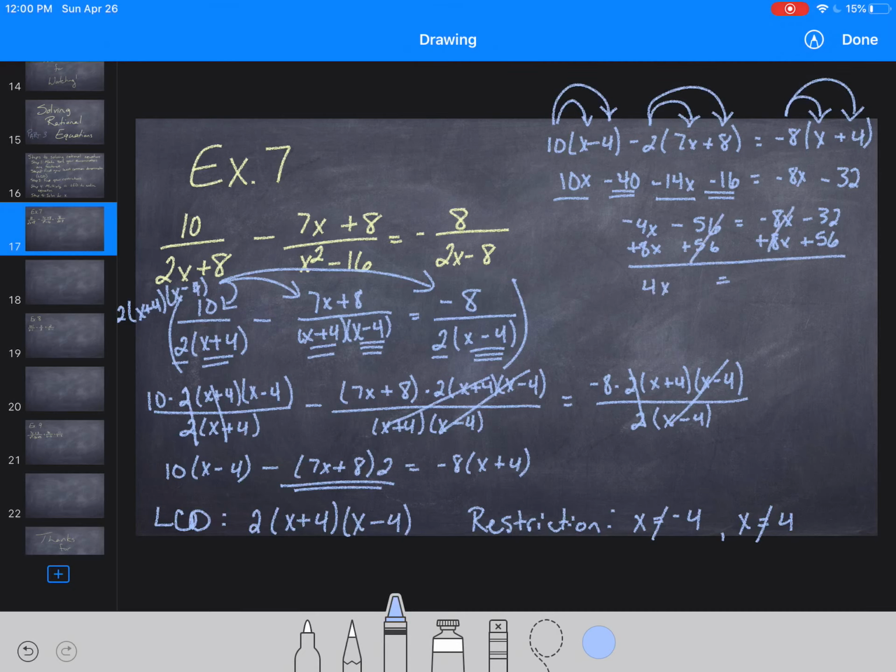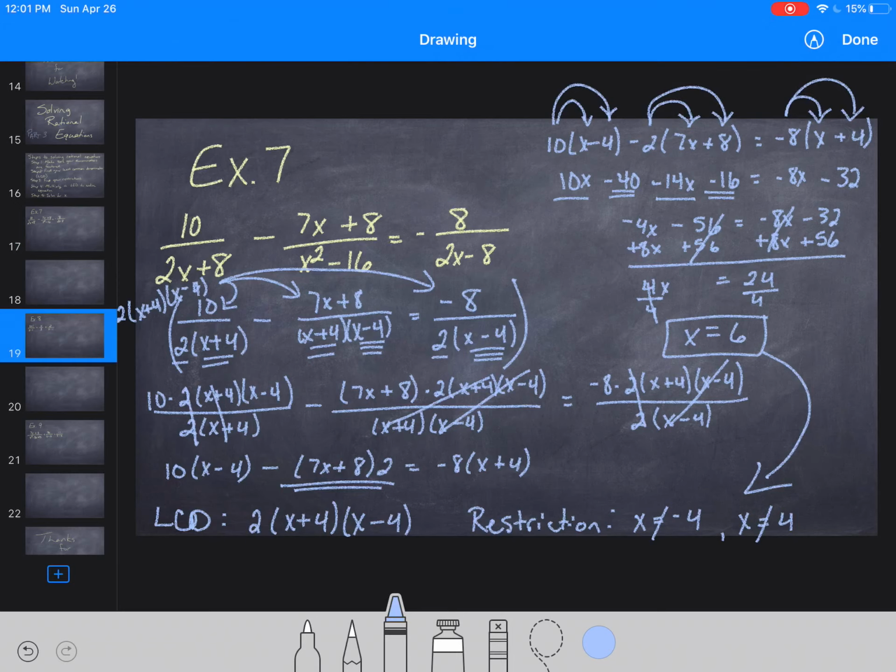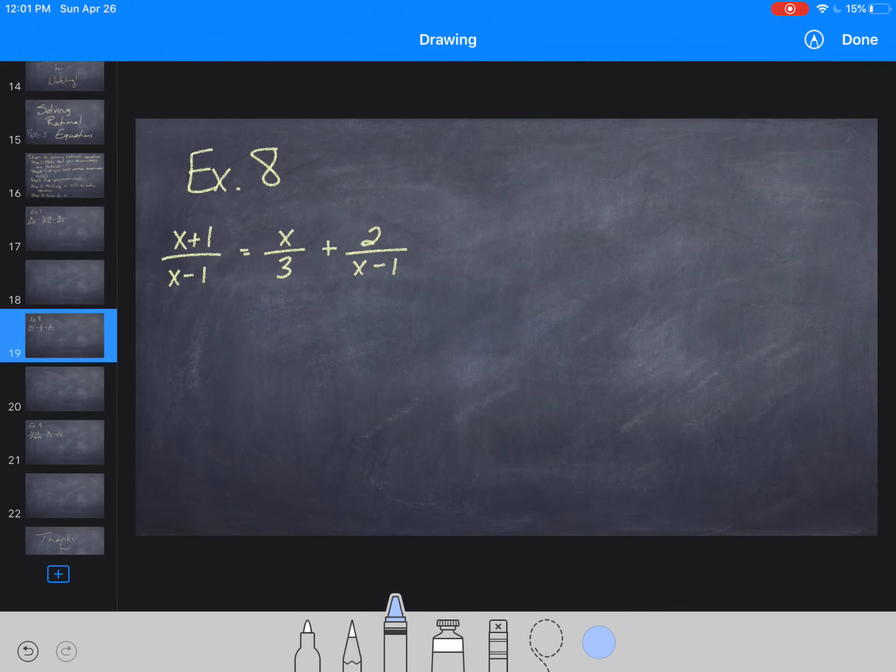When I do that, negative 4x plus 8x gives me 4x. My 56 and my negative 56 cancel. Equals, my positive 8x and my negative 8x cancel. And then I have negative 32 plus 56. Well, this gives me a positive 24. Now I'm going to divide by 4, and I get x is equal to 6. So here is my solution. And I can see that my 6 is not a restricted value, so I can use it as a valid solution.